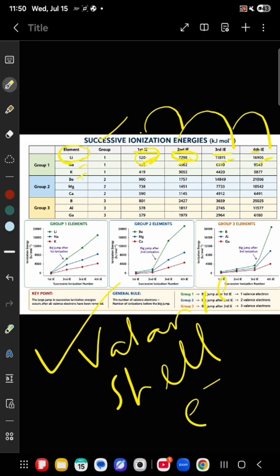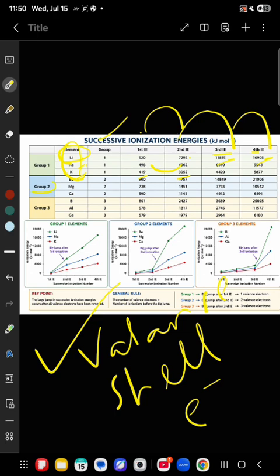There is a big difference of ionization energy for sodium between the first and second ionization energy. And for potassium, it is the same. First ionization energy is 419 and second ionization energy is 3000. Like 400 to 3000, there is a big difference. So it shows that lithium, sodium, and potassium all belong to group 1, and they have just one electron in the outermost shell.